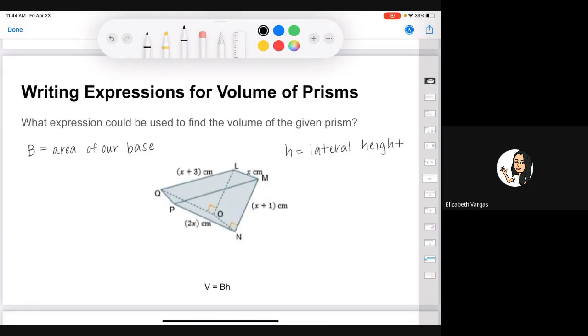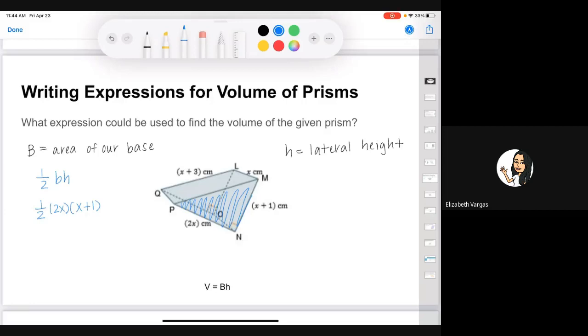So, first thing we want to do is find the area of our base. Well, what we'll notice here is we have a triangular prism, and so our base is a triangle. What equation do we use to find the area of a triangle? We use 1/2 the base times the height. Okay, so I'm plugging that in. B is my base, which is 2x in this instance. My height for that triangle is x plus 1.